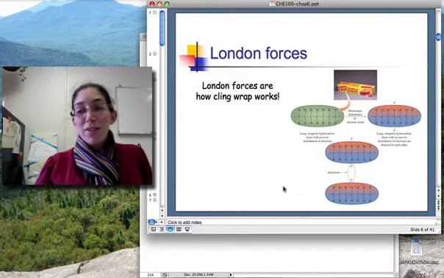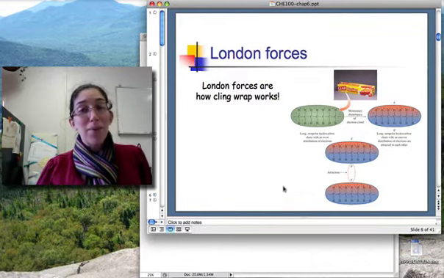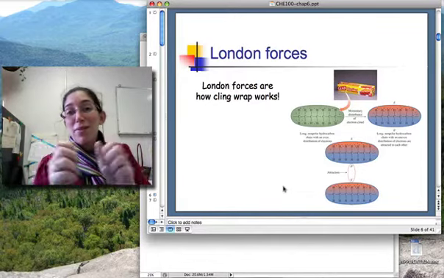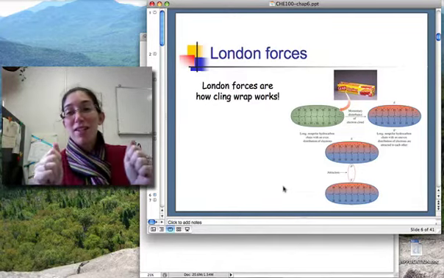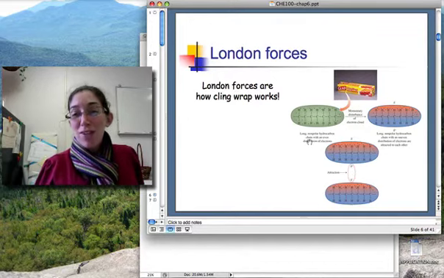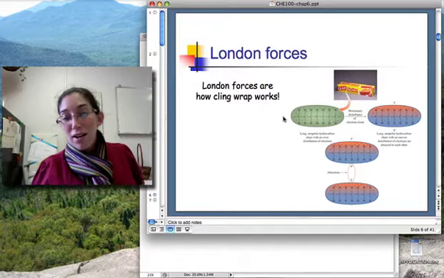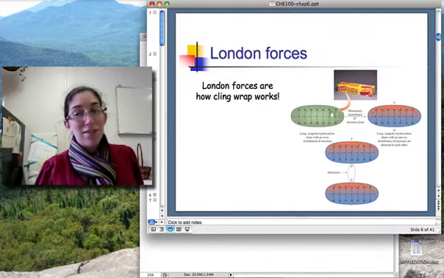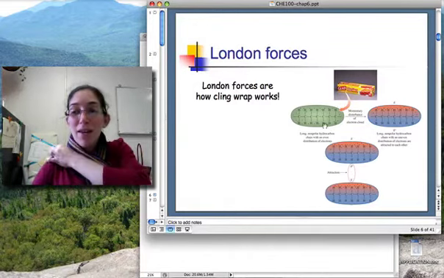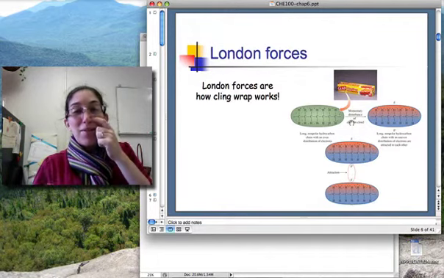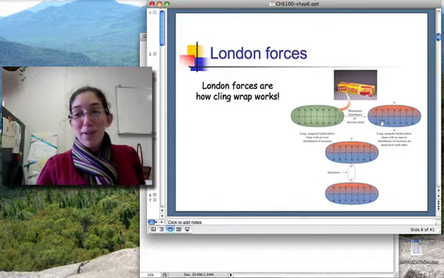So London forces are actually how cling wrap works. Like Saran wrap, when you wrap something up and the Saran wrap sticks to itself, it's kind of staticky. That is actually because of London force attractions. It's basically long hydrocarbon chains in the plastic, and when you get them close together, it causes a disturbance of the electrons.